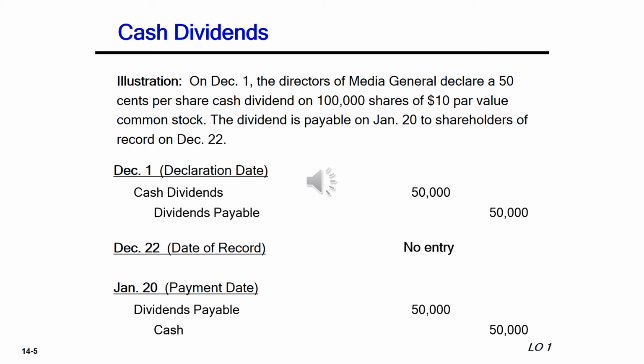When it comes to the declaration date, on that date, we're going to need to record the following transaction. We're going to need to debit cash dividends and credit dividends payable. After that, on December 22nd, which is the date of record, we're not going to record anything. But finally, on the payment date, we are going to record the actual payment of the dividends. So now we're going to debit dividends payable and credit cash.